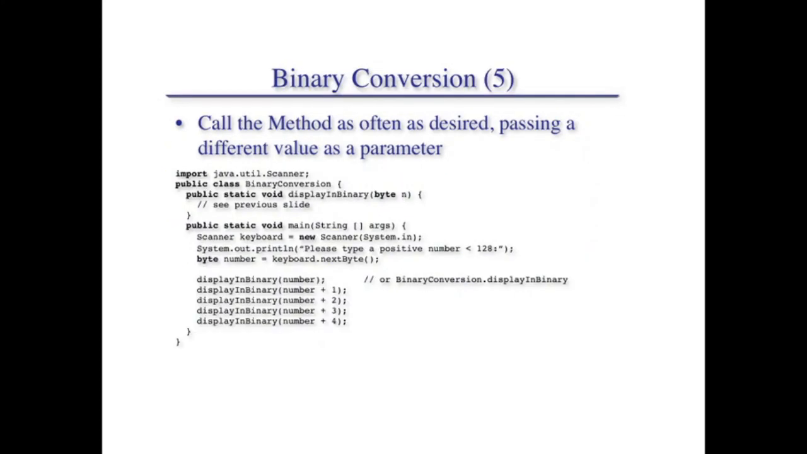Now, what does this function have? Calling a method is often done by passing a different value as a parameter. This is what it is doing. It is taking the number from the user. Suppose I give 100, then byte will store 100, then it is converting the number, that is, it is first passing 100, then 101, then 102, 103 and 104.